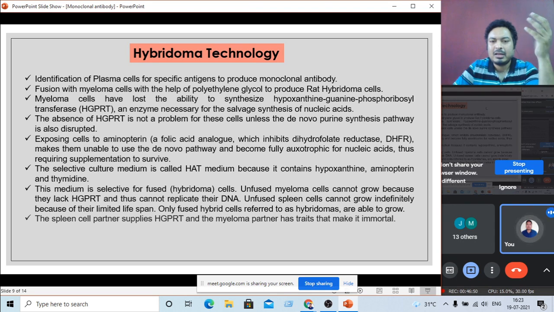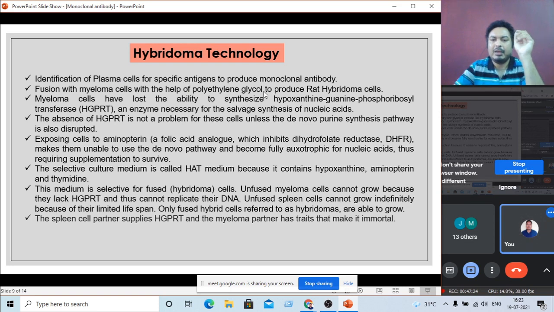These monoclonal antibodies are collected from the spleen cell of the rat, and they are purified. After purification, we get all the monoclonal antibodies which are generated inside the rat. The next step is that all these cells are fused with the myeloid cells with the help of a particular material called polyethylene glycol.